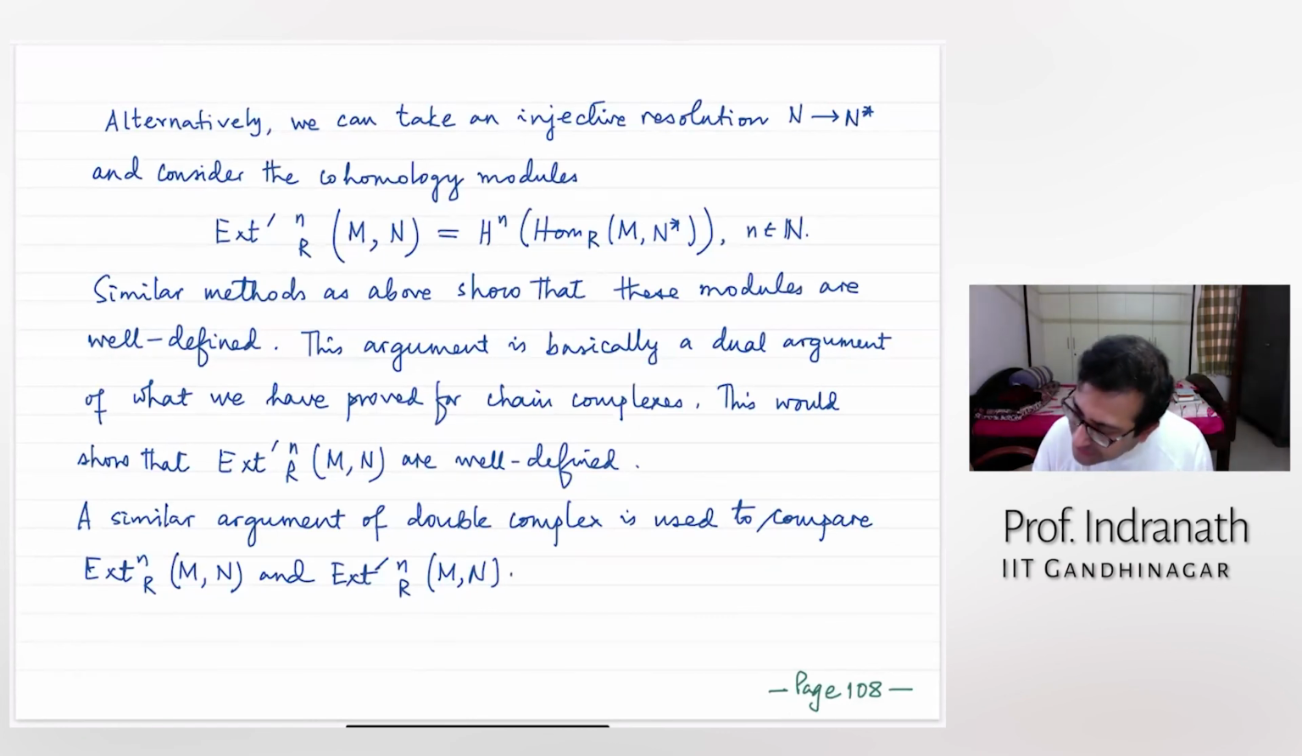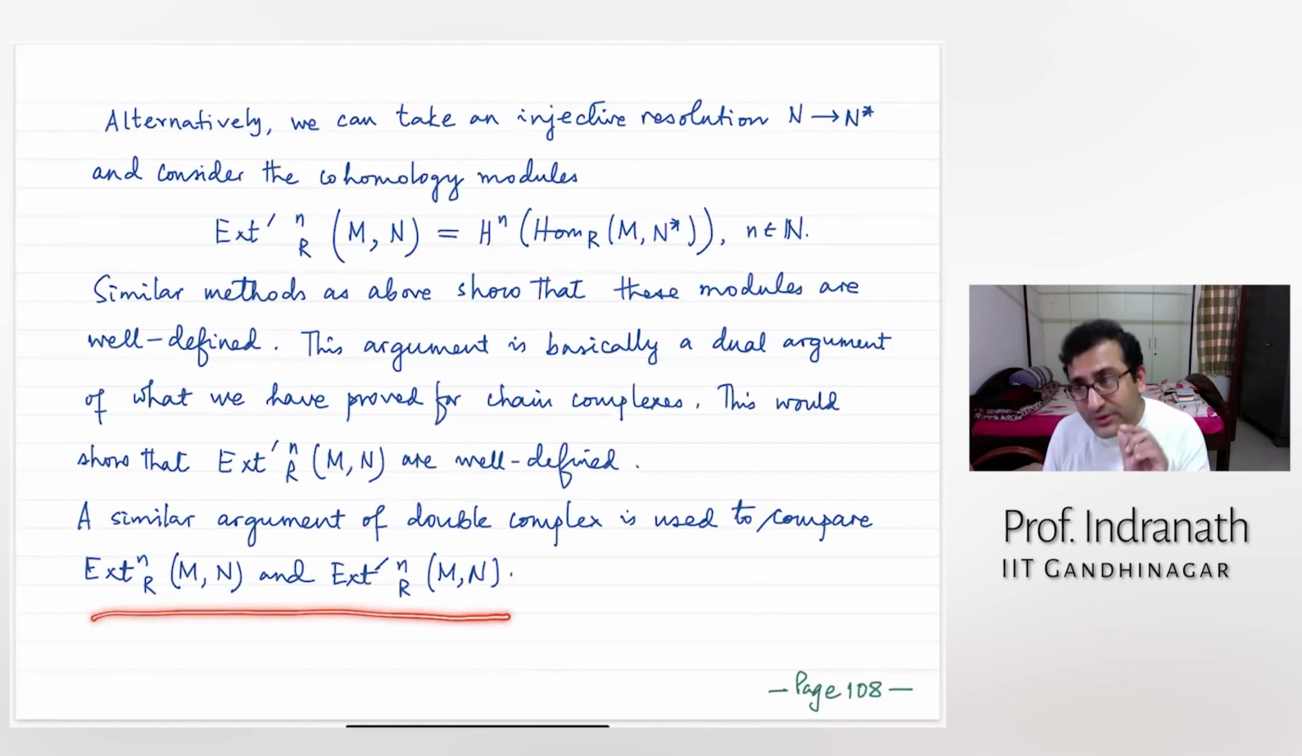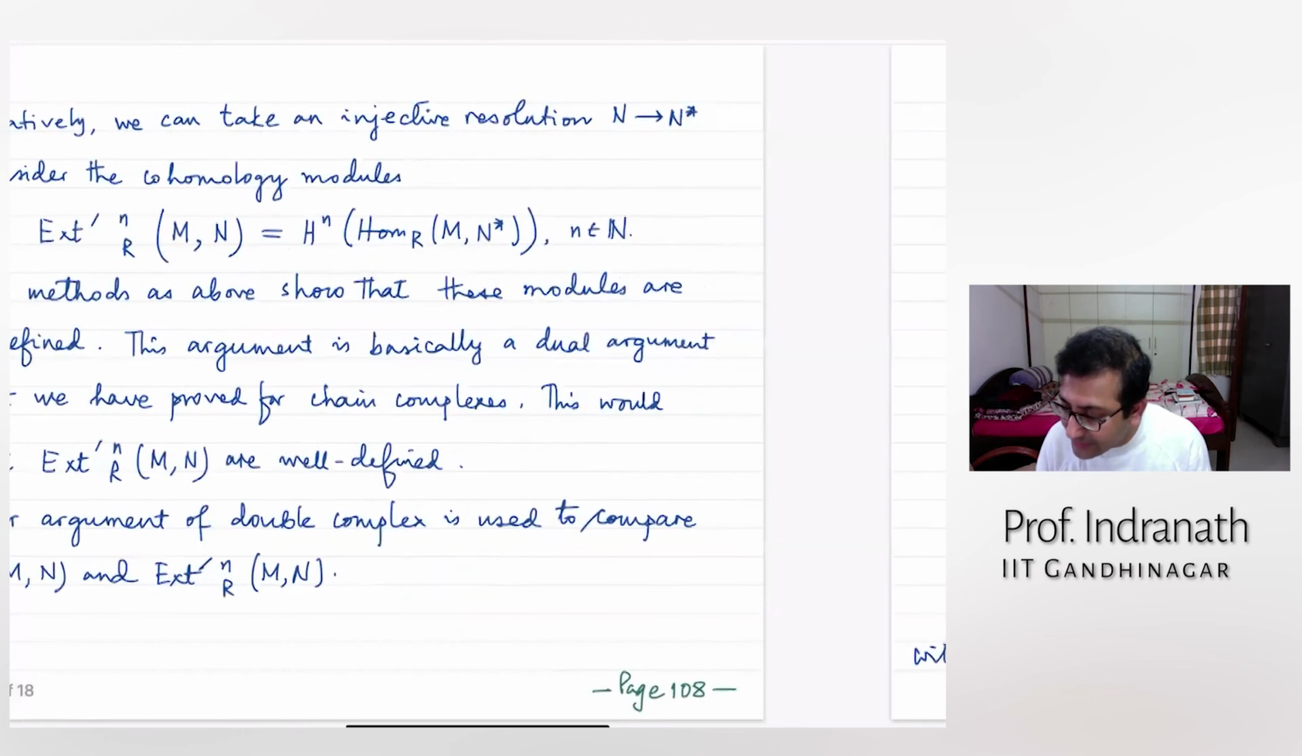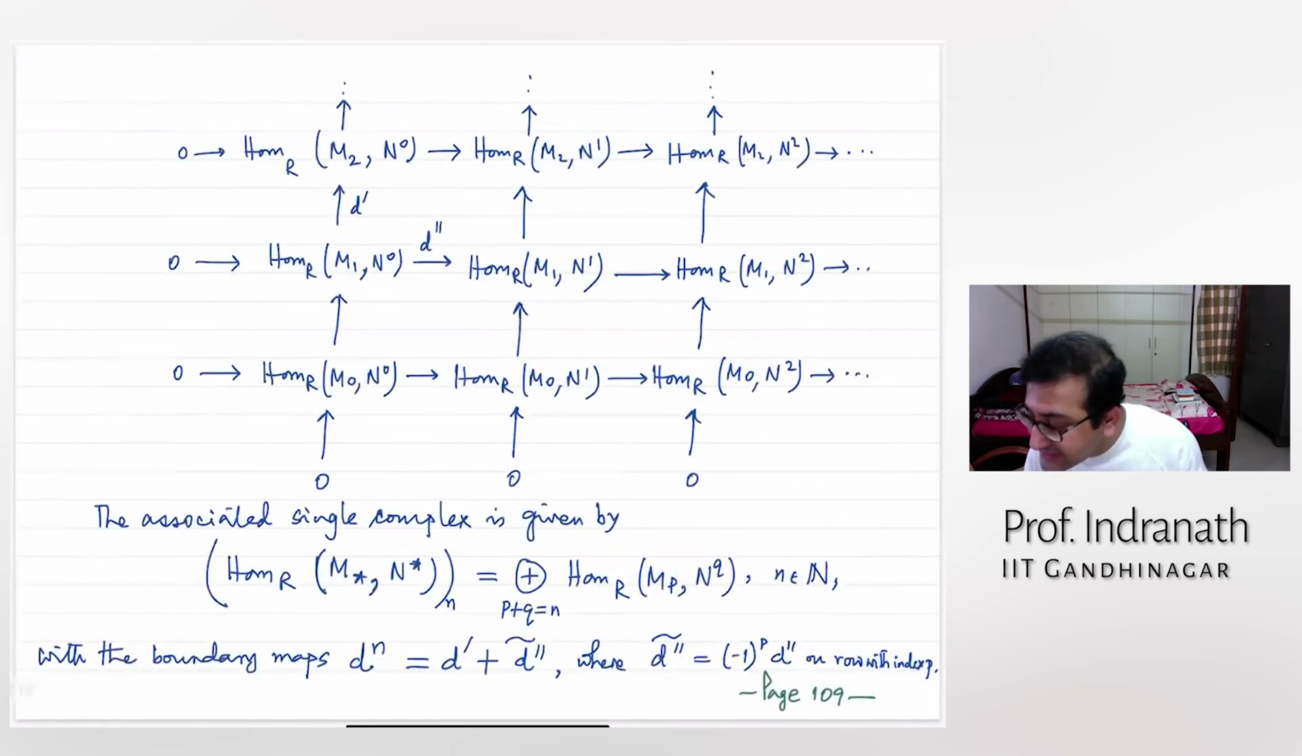Okay, so this argument is basically a dual argument of what we have proved for chain complexes, and this would show that these are well defined. This is fine. A similar argument of double complex is used to compare these two, which is very, very important. And here you will have a picture like this.